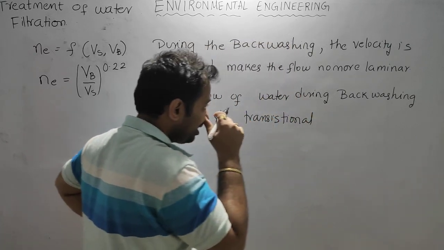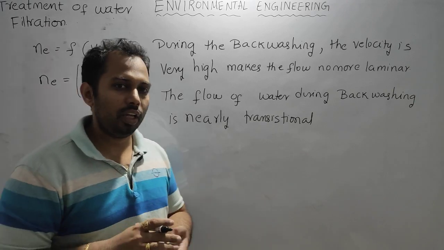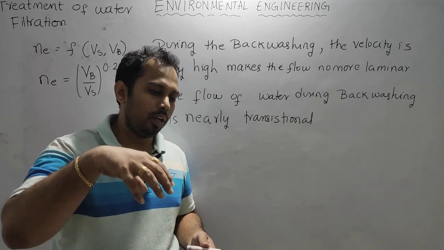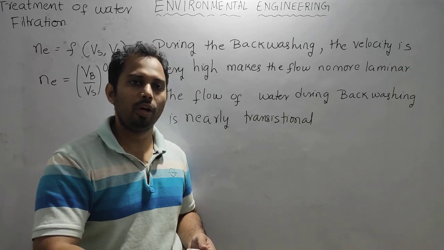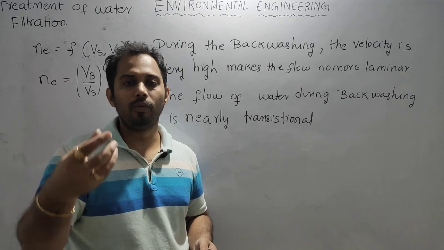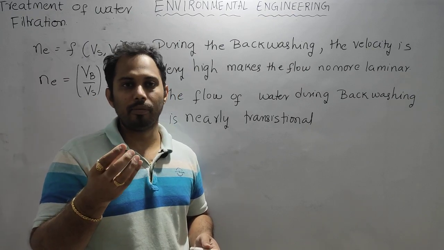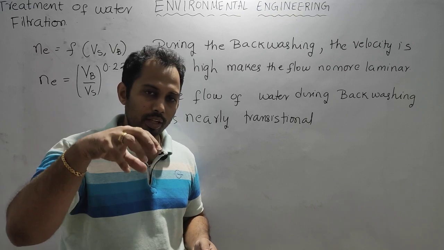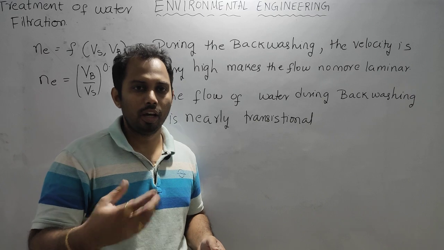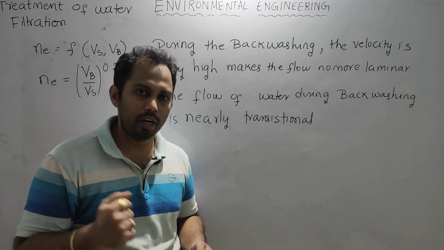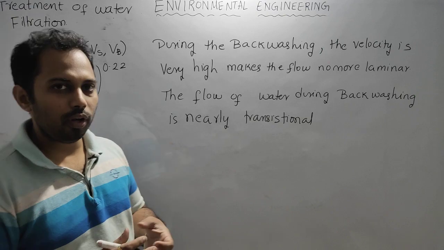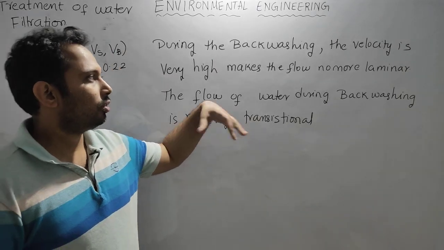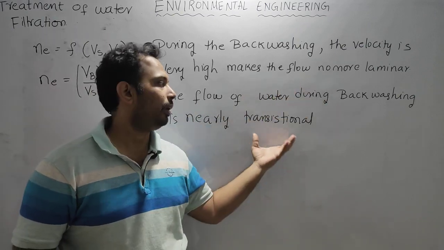If you are washing anything, you will put it in water and stir it like this. If you slowly send that particle into the water and slowly remove it, will the dust be removed from the particle? No. Generally, if you want to remove dust from a particle, we insert it in water and shake it, some kind of transitional or turbulent action. Otherwise, the impurities will not get removed from the sand particles. So that is why during backwashing the flow is no more laminar, it will be transitional.